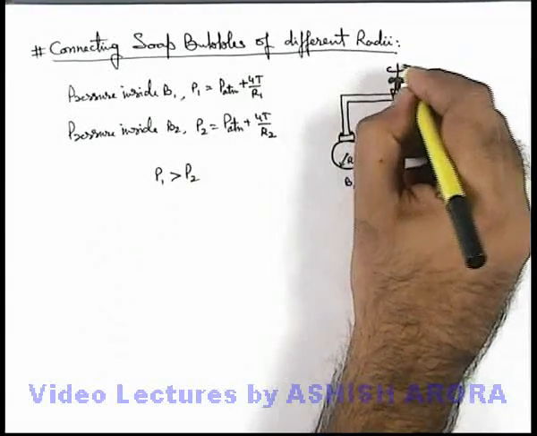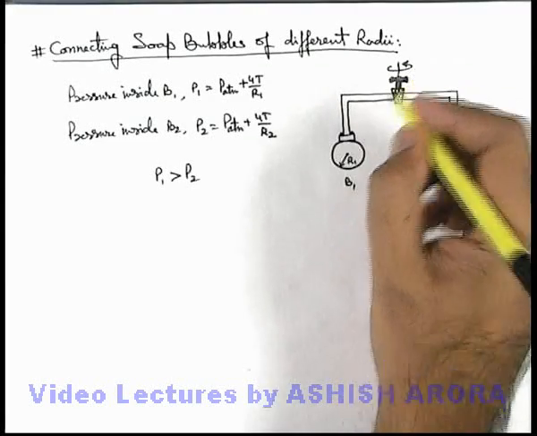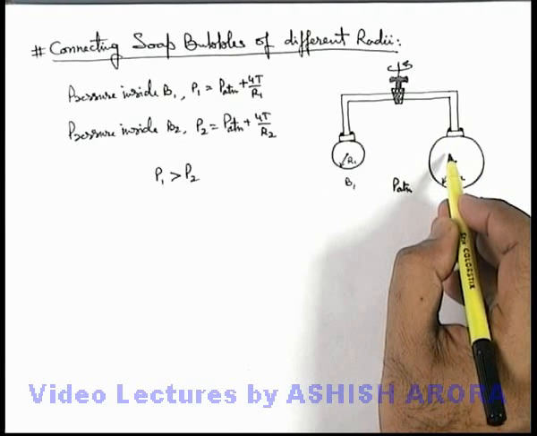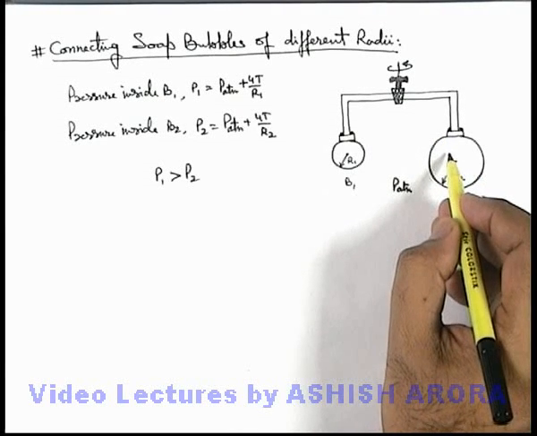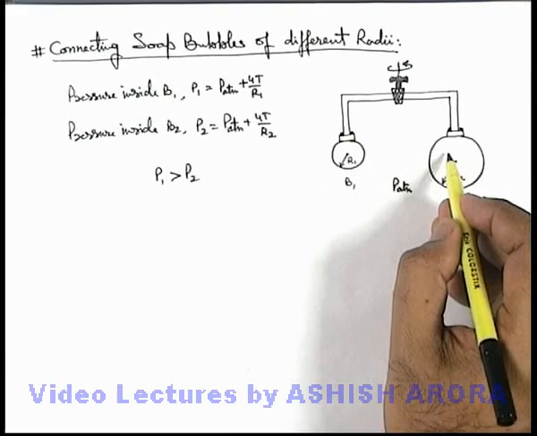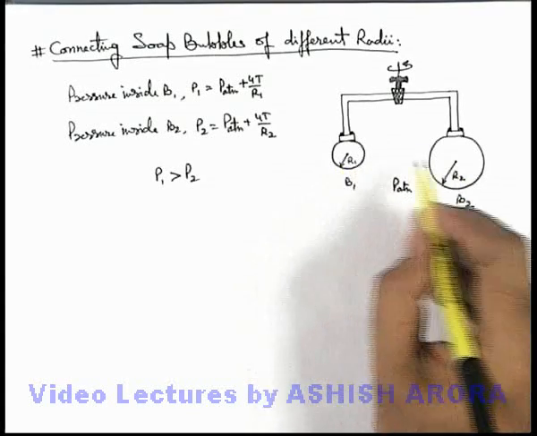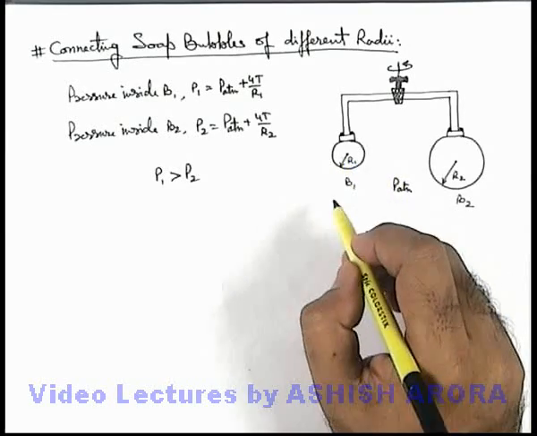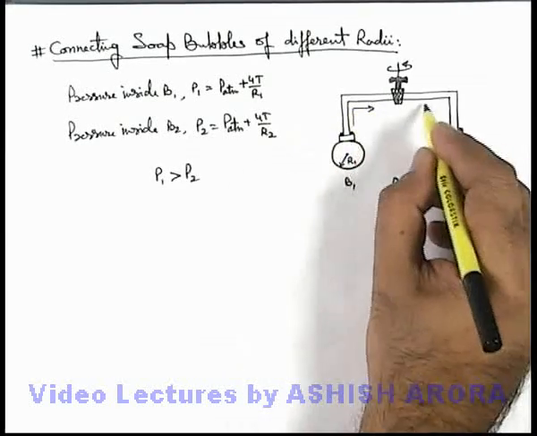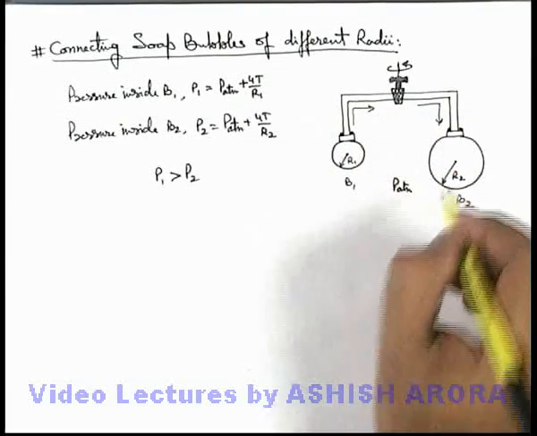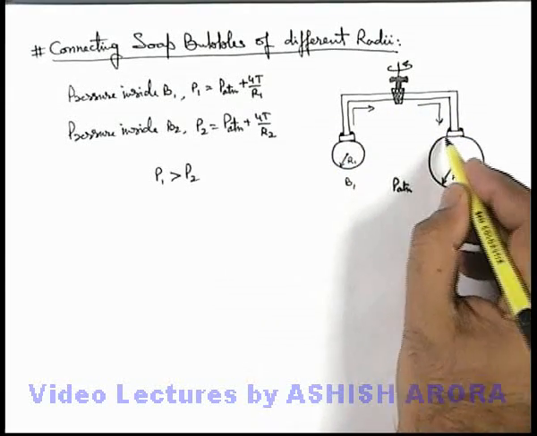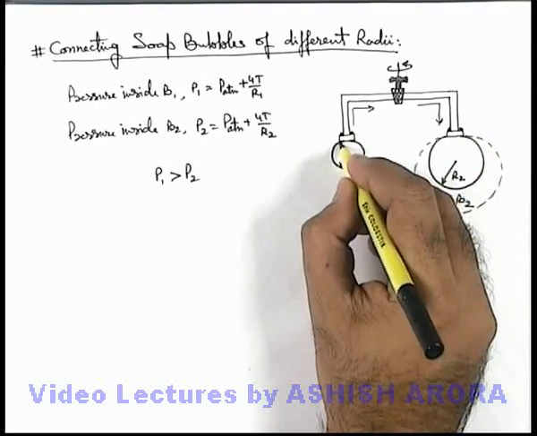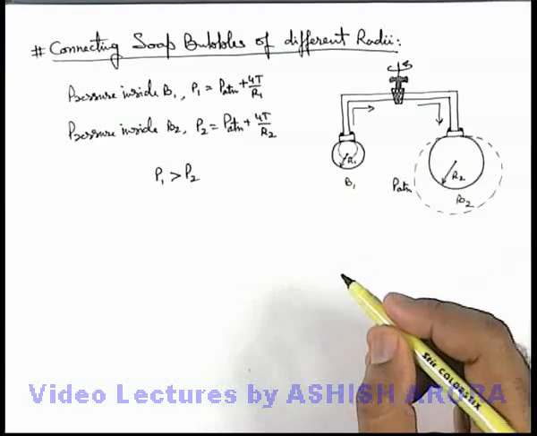So when we open the valve and let the two air volumes come in contact, we know well that fluid always flows from high pressure to low pressure. Here an interesting phenomenon will take place: as the pressure in the smaller bubble is higher, the air will start flowing from the smaller bubble to the bigger bubble, and the radius of the bigger bubble will further increase and the radius of the smaller bubble will decrease.